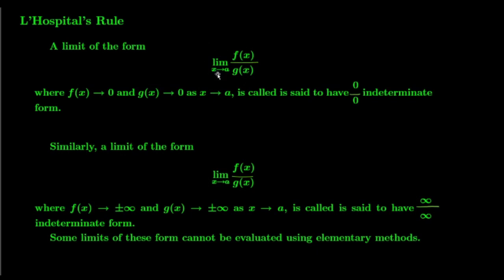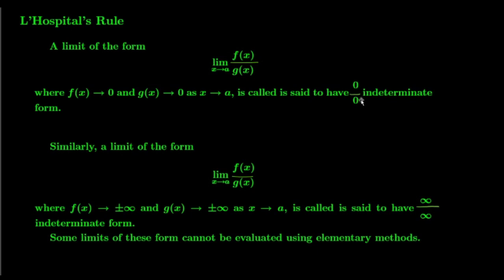A limit like that, we are going to call it an indeterminate quotient. Indeterminate is the word in here. An indeterminate quotient is the limit of a quotient in which the limit of the numerator is equal to 0 and the limit of the denominator is also 0. In this case, we call it an indeterminate quotient of 0 to 0 type.